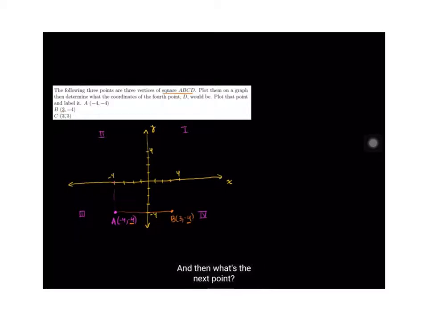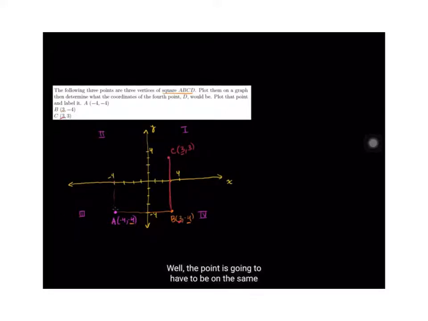And then what's the next point? Point C is 3, 3. So 3, 3. It's in the first quadrant. Both of its coordinates are positive. And notice, it's on the same vertical as B. It has the same x value. They both have an x value of 3. So it's right above it. Right above it.